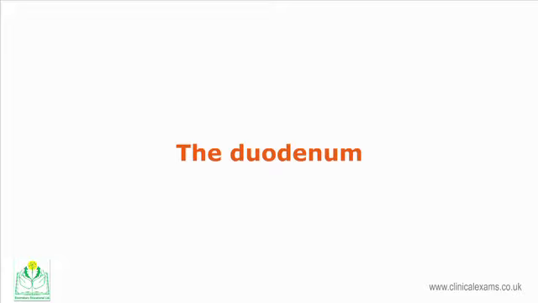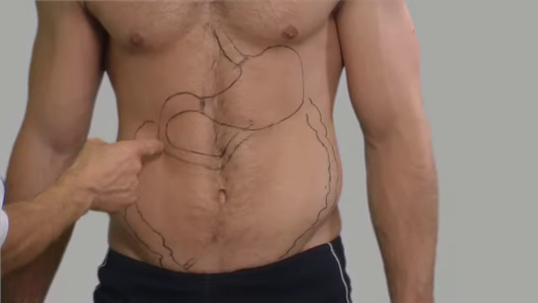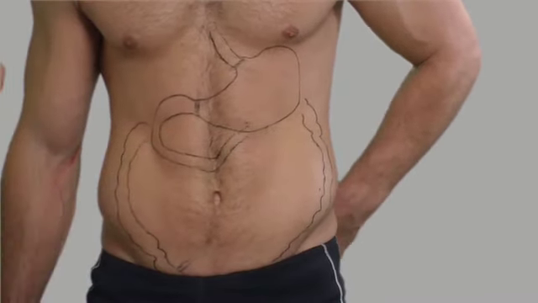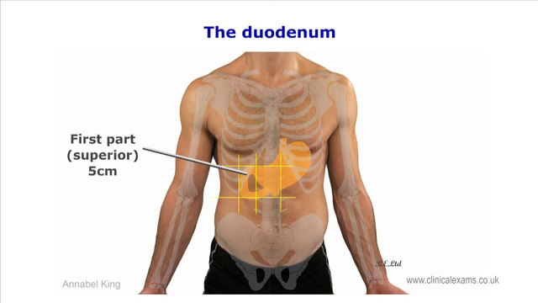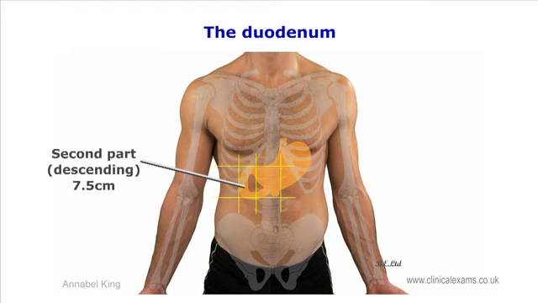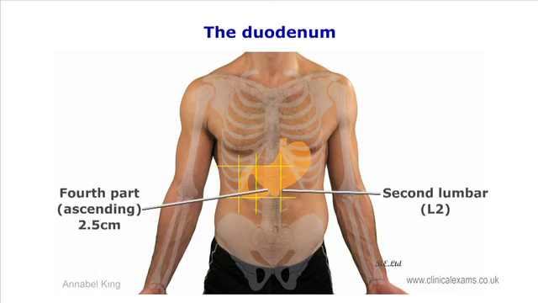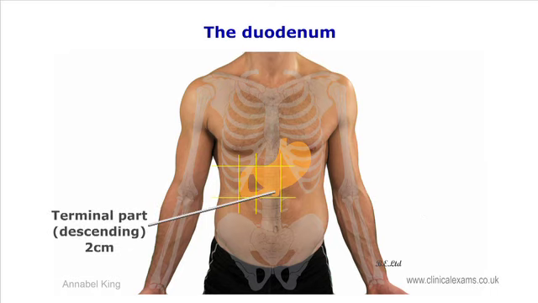The duodenum. After the pyloric sphincter, the duodenum continues to the right, slightly projected upwards about 5 centimeters to the right, then curves downwards for about 7.5 centimeters before it curves to the left and slightly superiorly for around 10 centimeters. Finally, it flexes downwards for another 2.5 centimeters at the level of L2 and about 2 centimeters to the left to become the jejunum.